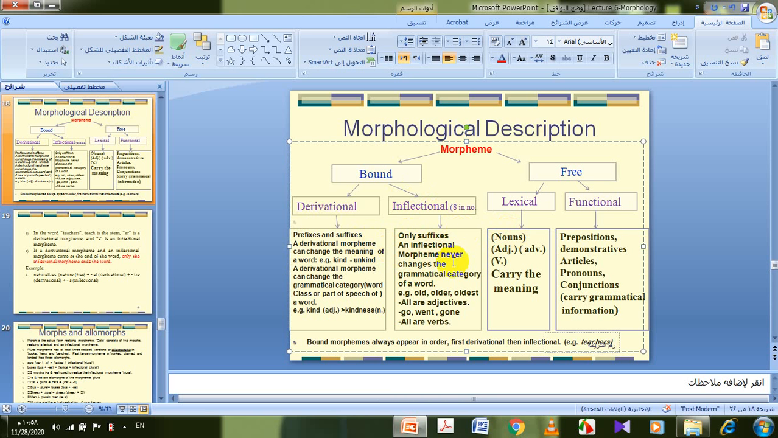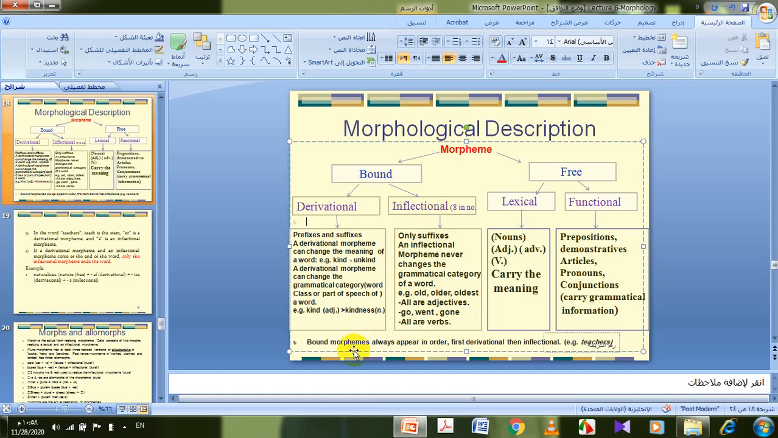An inflectional morpheme never changes the grammatical category of a word, or the part of speech of the word. For example, old, older, oldest, all are adjectives. Go, went, gone, all are verbs. Like we have go, I went, I have gone. All are verbs. So inflectional morphemes are eight in number, and we know them, of course.